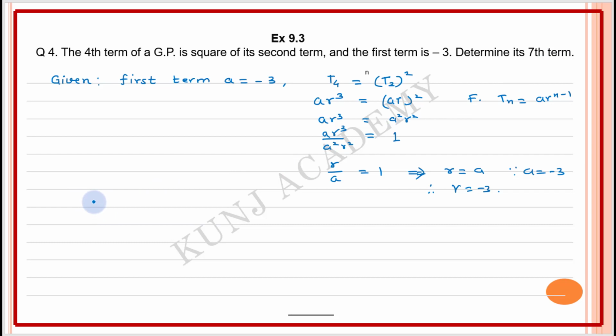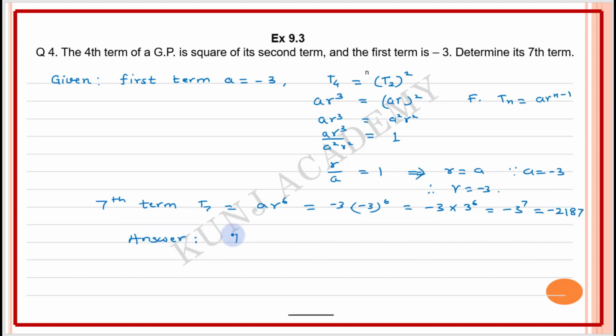We have to find the seventh term. Seventh term T7 is equal to a r power 7 minus 1, that is a r power 6. The value of a is -3, and the value of r is also -3. So T7 is equal to -3 into (-3) power 6; the even power gives plus, so it is minus 3 power 6 plus 1, that is 3 power 7, which is equal to minus 2187. Answer: T7 is equal to minus 2187.